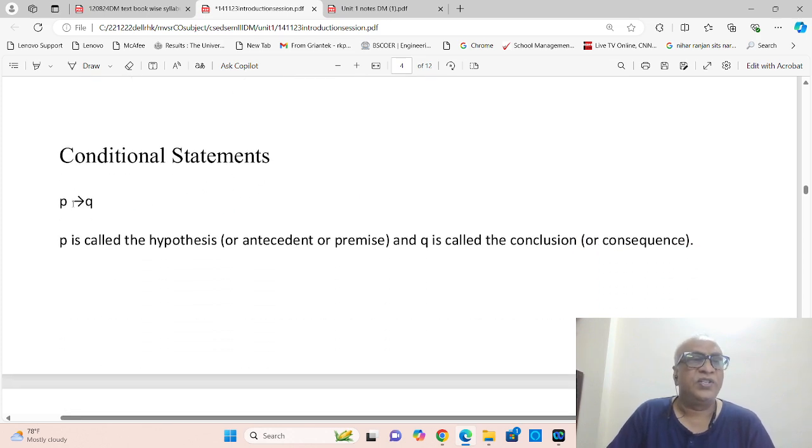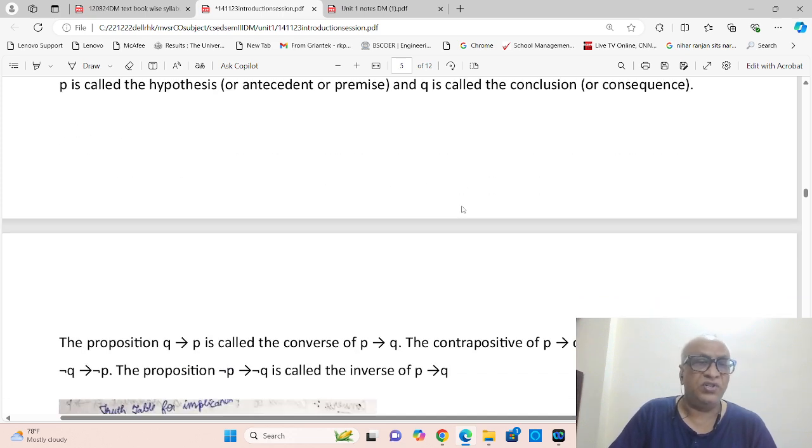This stands for implication. P implies Q. It comes under conditional statements. The left side of this implication symbol, P, is called the hypothesis, or the antecedent, or the premise, while the right side, Q, is called the conclusion or the consequence.